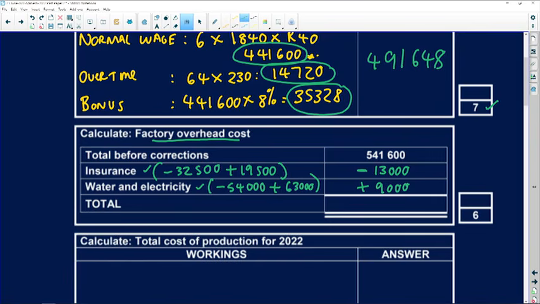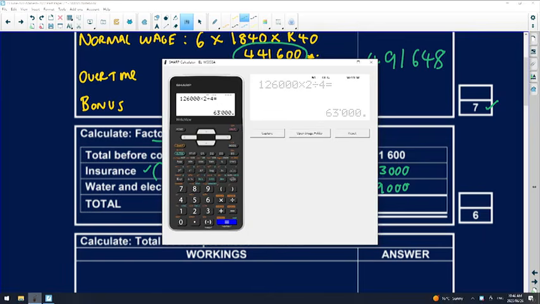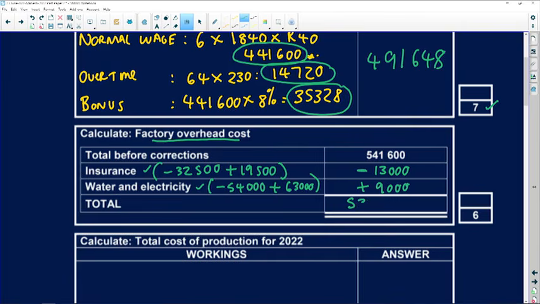Okay, right, so our total factory overhead cost, on our calculators, let's just pull that out. Right, so obviously we started off with the incorrect amount of 541,600. That's filled in your answer booklet. Right, we then subtracted 13,000, and we obviously added the 9,000. Okay, there we go. And the correct amount is 537,600. Okay, right, perfect. Let's move on.